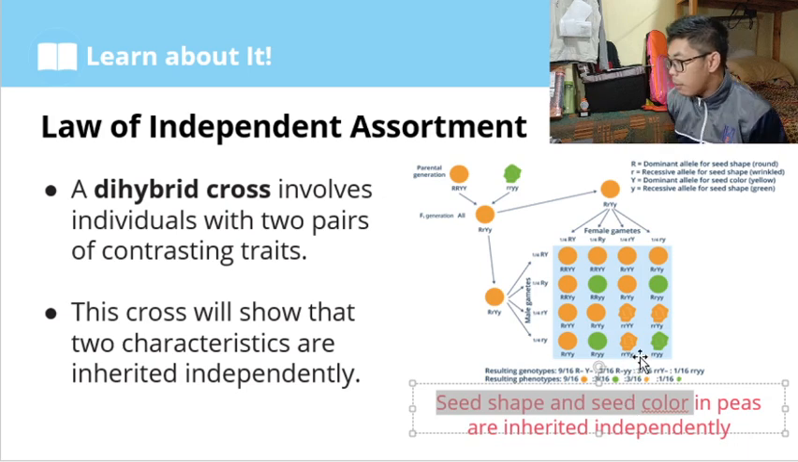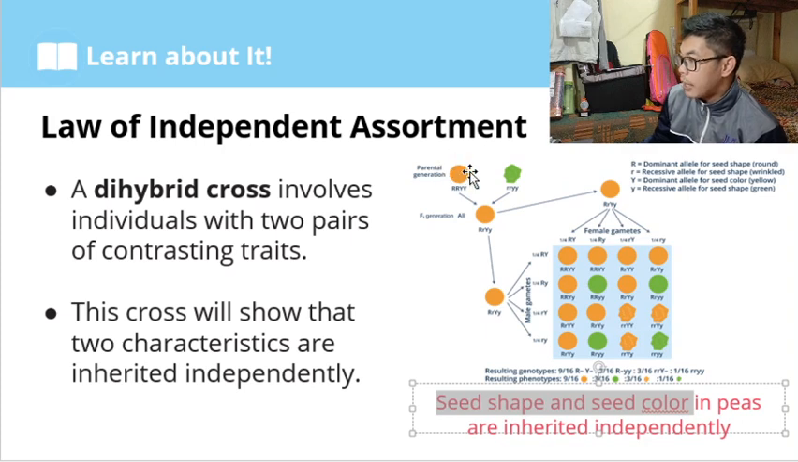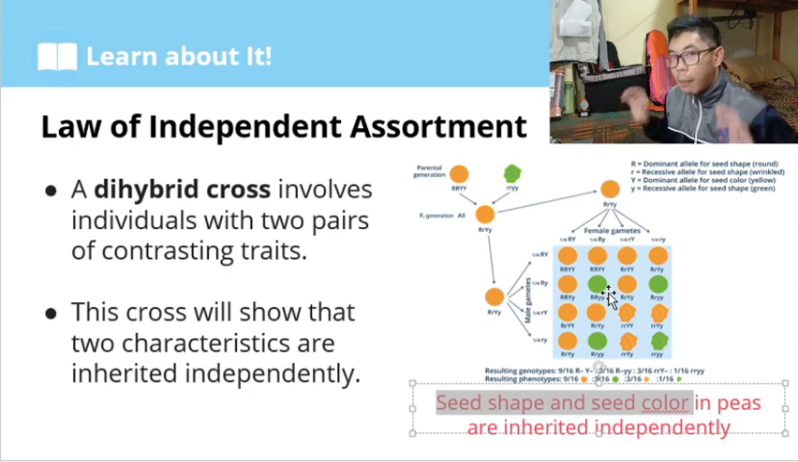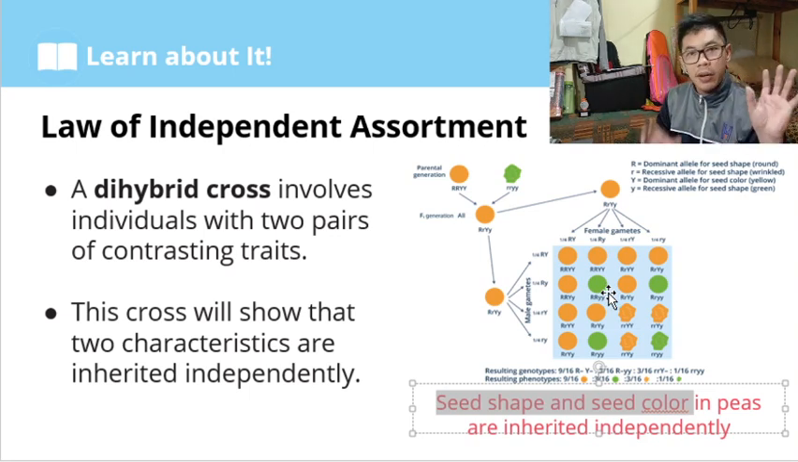When you talk about seed shape dito, pinag-usapan nila yung round at saka yung wrinkled. At the same time, pinag-usapan din nila yung seed color na merong yellow at merong green. So, pinagsama yung dalawang traits. So, we'll talk about seed color and seed shape in one Punnett square.